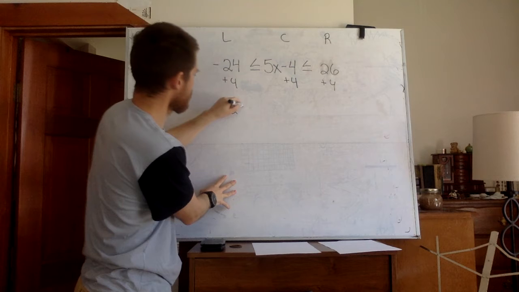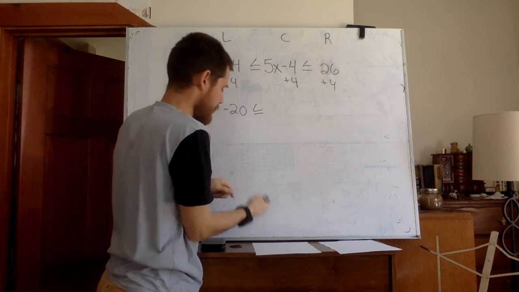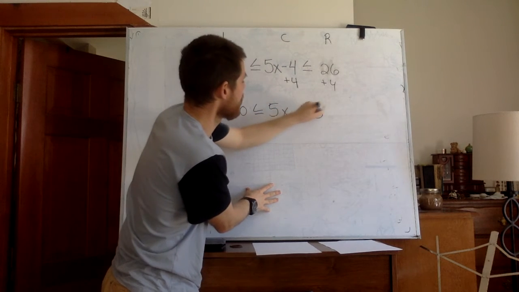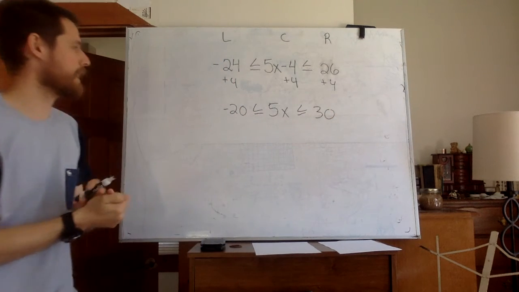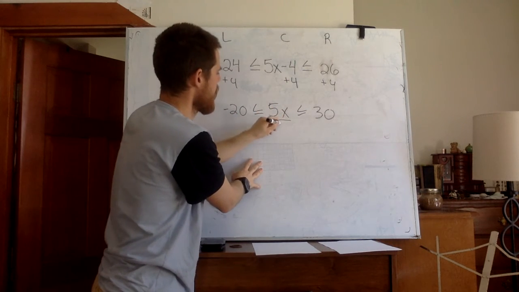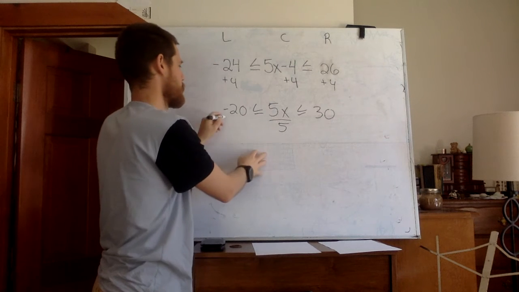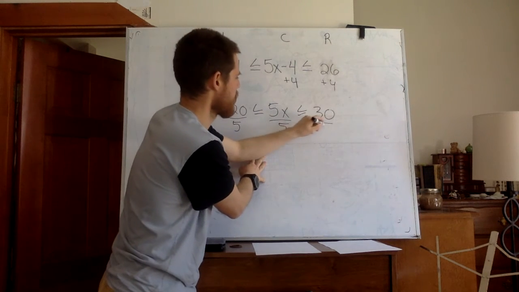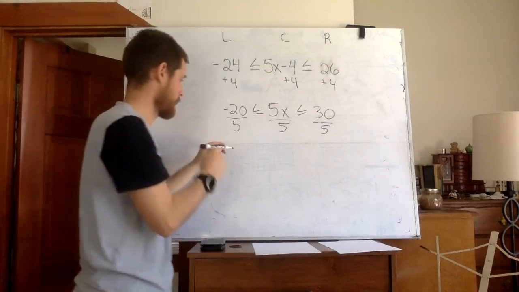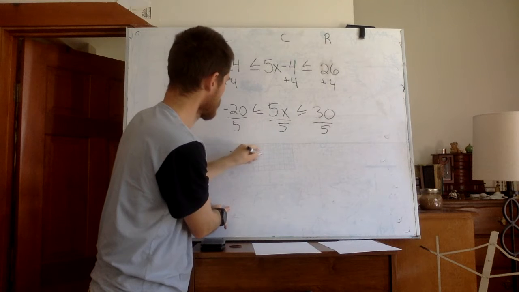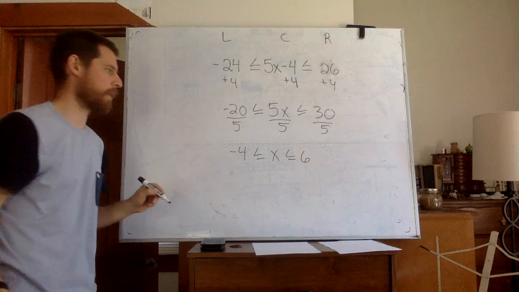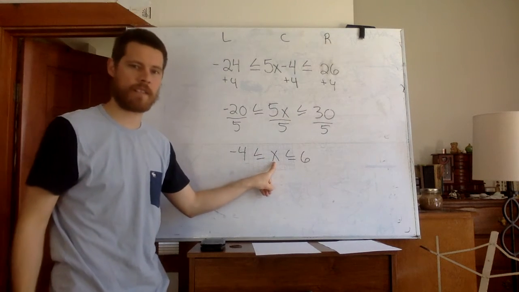Once I've done that, I'm closer to having x by itself. Now I'm only one step away. To get rid of this 5, I see it's a multiplication. I'll use division, but I've got to do division in all 3 places. Keep it nice and balanced. Negative 4, x, 6. Now this is the perfect setup because x is by itself in the middle.